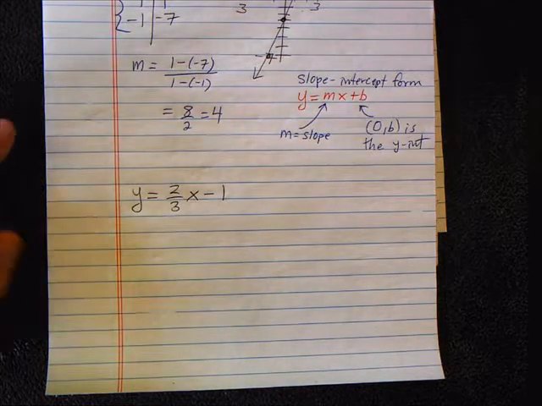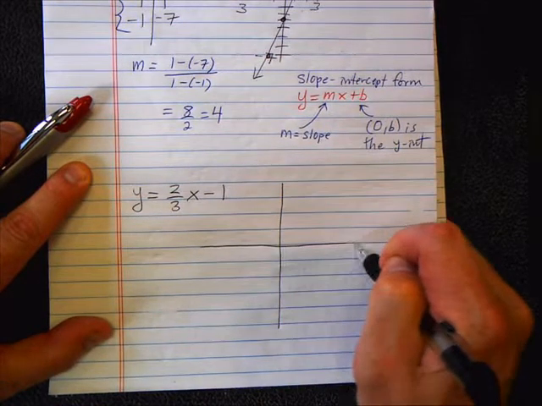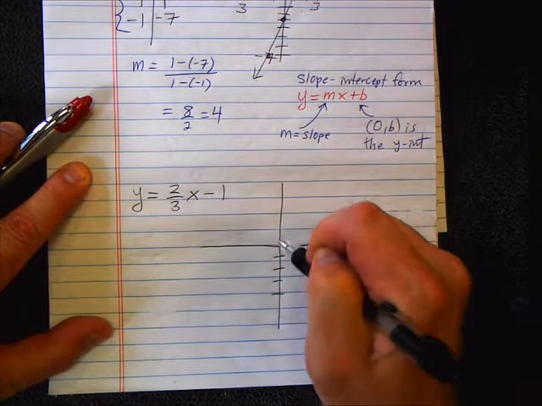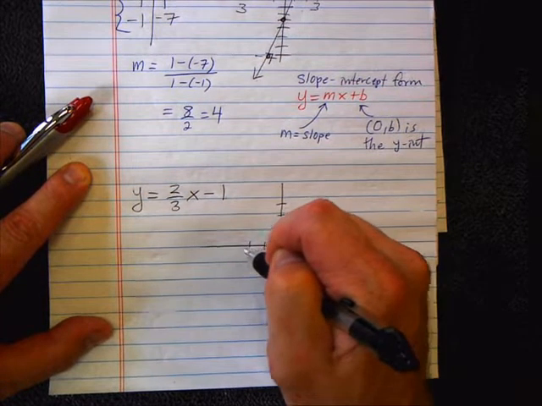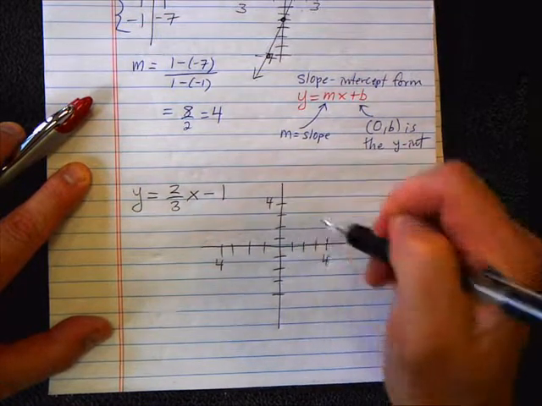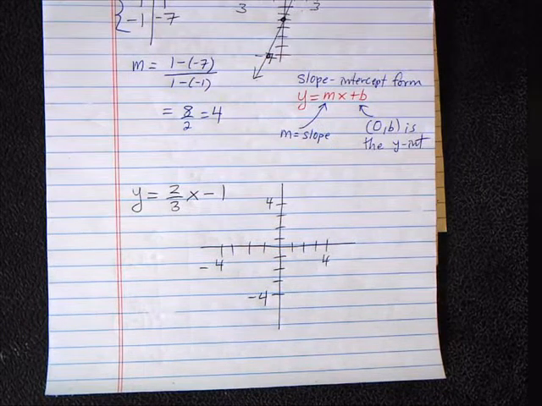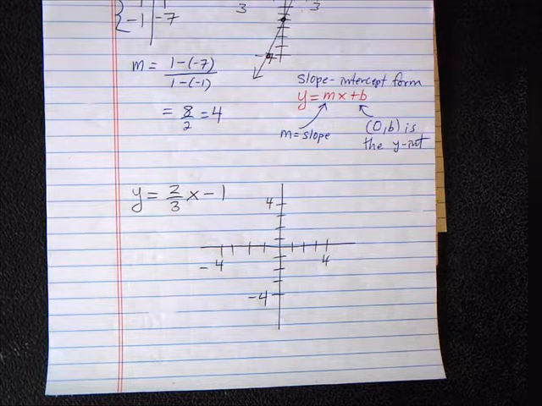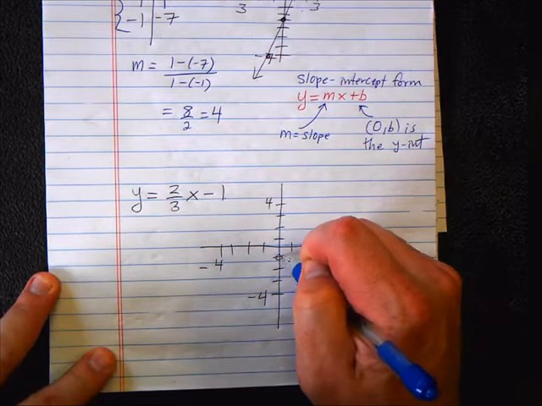Here's all you're going to have to do now. You're going to draw your grid like so. Again, I'm going to put some scaling on my axis just to show that everything's going by ones here. And all I do to graph the line is I start by graphing the y-intercept. What's the y-intercept? 0, -1, because this number right here is -1. So there's my y-intercept, 0, -1.